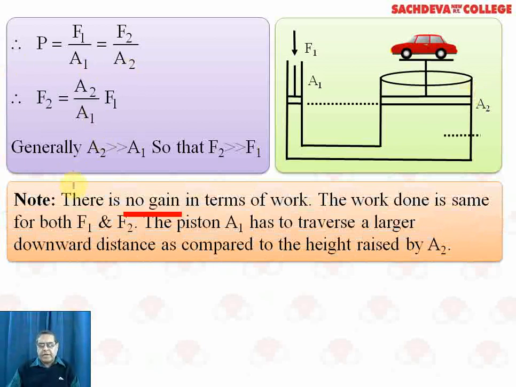There is no gain in terms of work. The work done is the same for both F1 and F2. The piston A1 has to traverse a larger downward distance as compared to the height raised by A2.